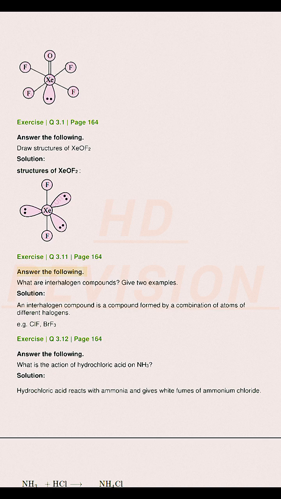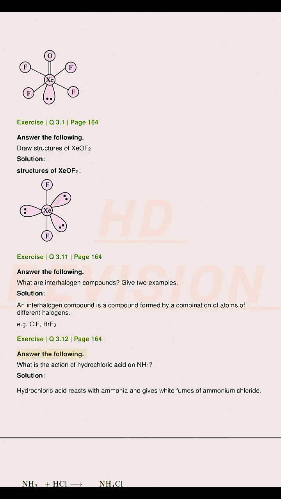Exercise Q3.11, page 164. Answer the following. What are interhalogen compounds? Give 2 examples. Solution. An interhalogen compound is a compound formed by a combination of atoms of different halogens. E.g., ClF, BrF3.